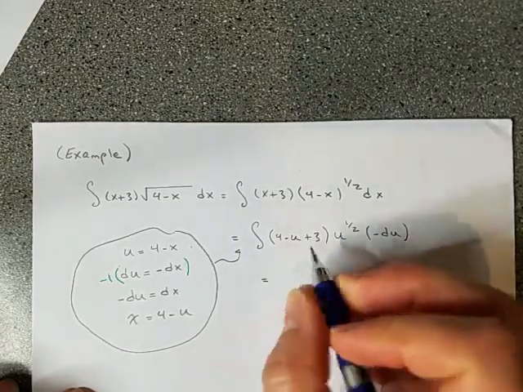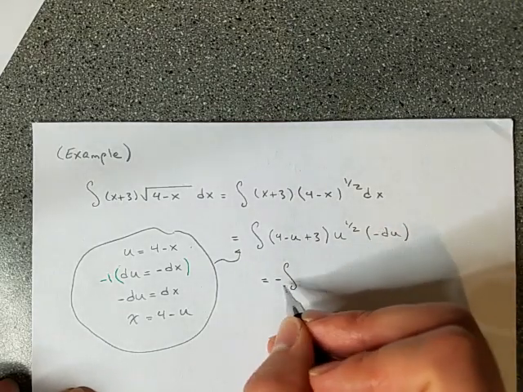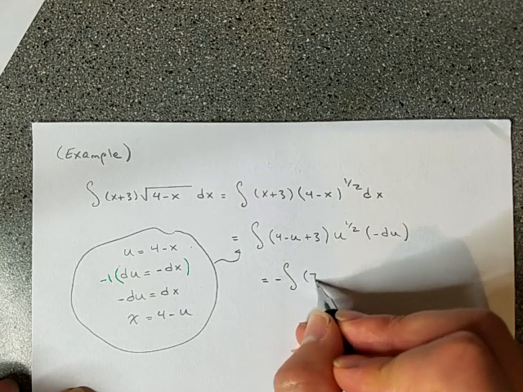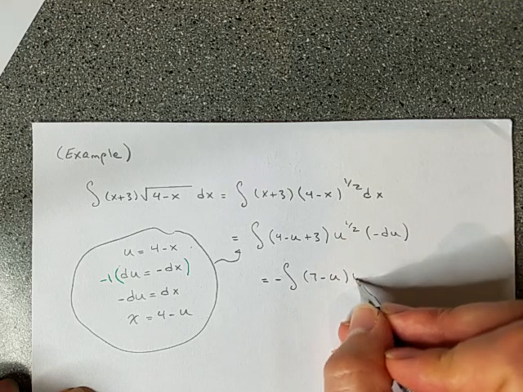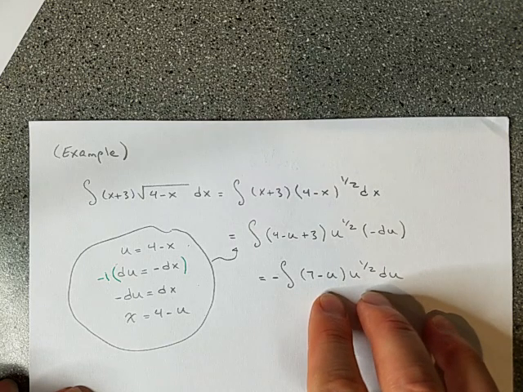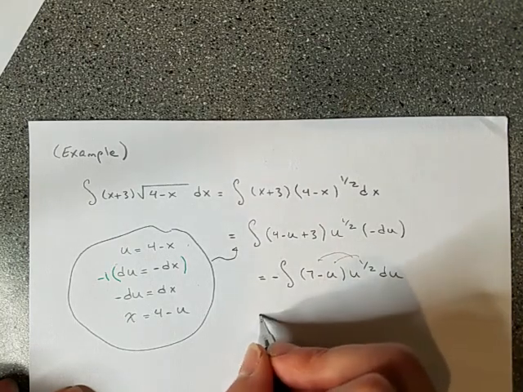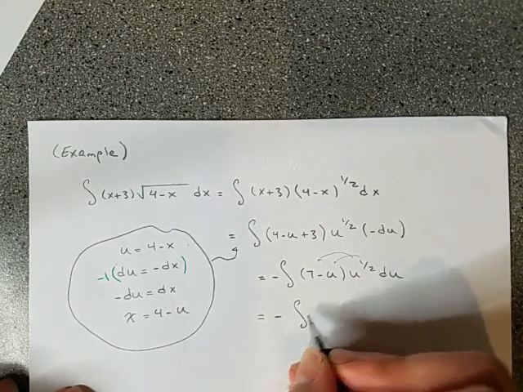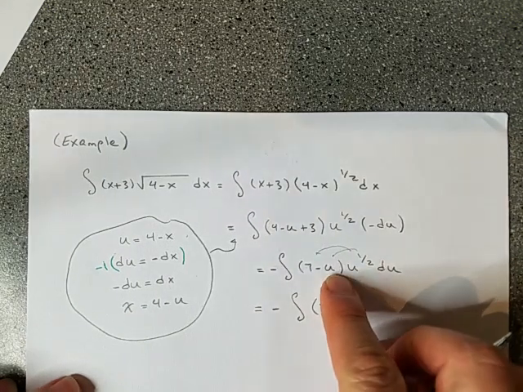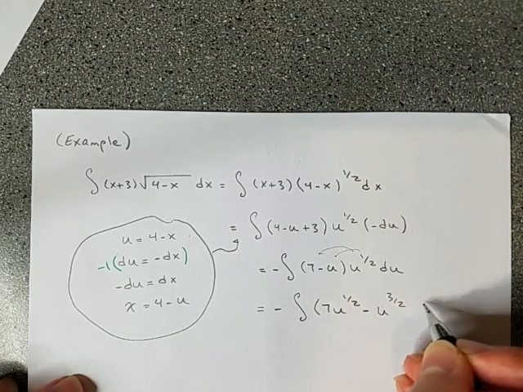All right, so okay, let's see. I will get a negative 1 right there that I'll factor out to the front. This will be 4 and 3, so let's do 7 minus u, u to the 1/2 du. To take it further, in order to work this, I need to distribute, okay? So I'll get negative 7u to the 1/2 power minus u, what would that be? 3 over 2.